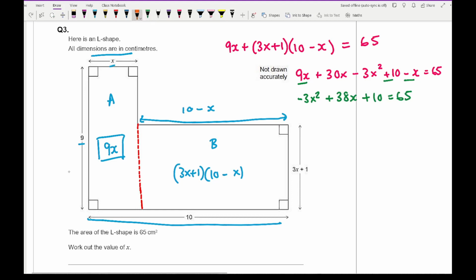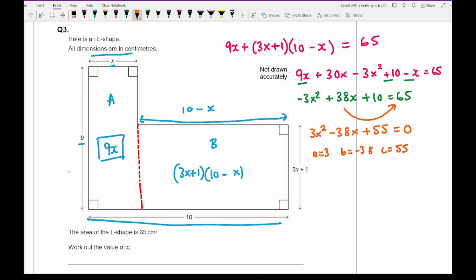Now because I've got a negative x squared, I want to take that all over to the other side. So what I do is I take that all over to this side to try and keep the x squared positive. So I end up with 3x squared minus 38x plus 55 equals 0. Then from this, what I then need to do is go on and solve this. So here I could solve it a couple of ways. Either I can factorize it, or I can use the quadratic formula. At this stage, you might be thinking to yourself, let's use the quadratic formula. So here a equals 3, b equals minus 38, and c equals 55.